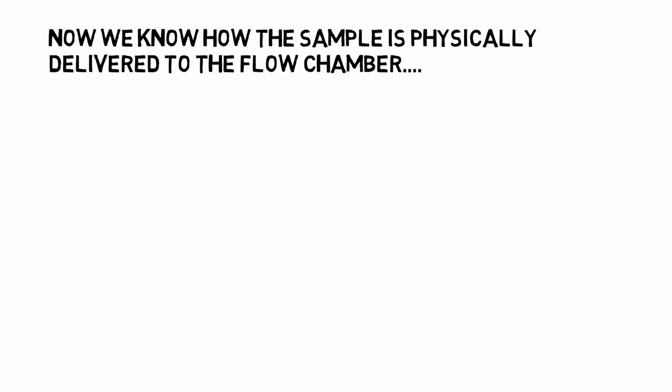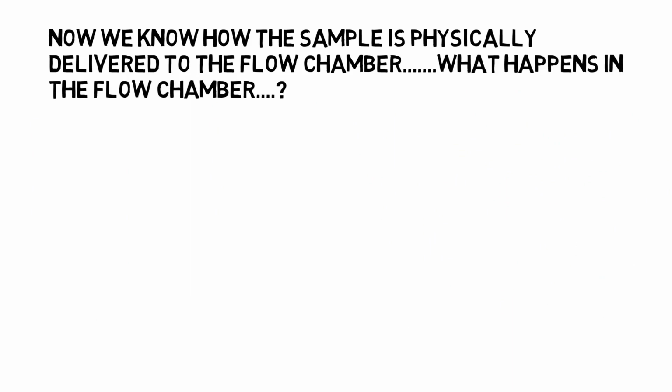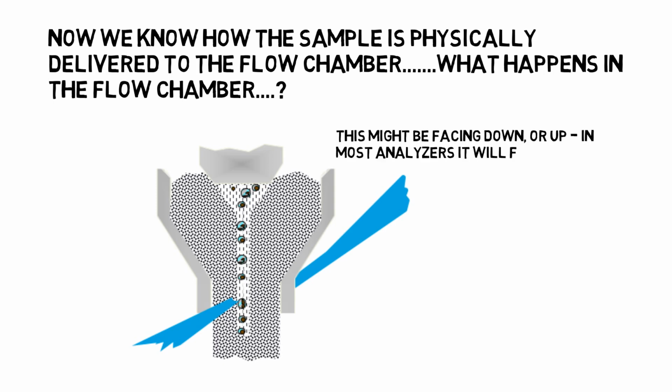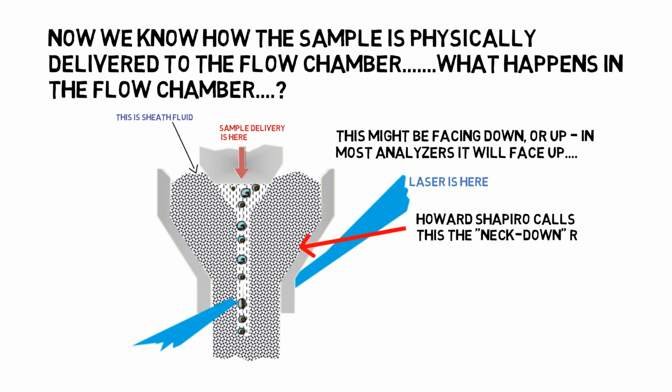What happens in the flow chamber itself? While I often draw the flow chamber facing down, which is how it works for sorters, analyzers usually face it upward. We have a special tube for the sample delivery, and we have inlets for sheath fluid. The laser beam passes through one part of the chamber, which, as you note, narrows, and Howard Shapiro calls this the neck-down region. It's important to note, because of the hydrodynamic focusing, the sample stream gets squished a bit and becomes a very narrow core, maybe 20 microns or so.